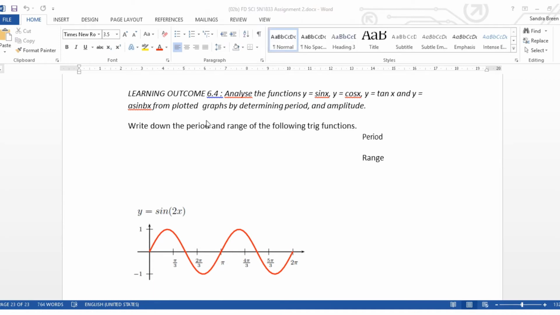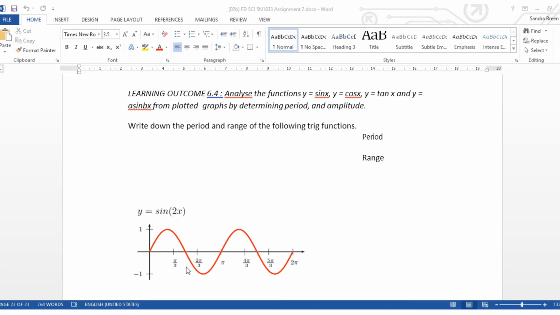Hi guys, tonight I'm going to take you through how to do this question on your trigonometry assignment. It's to analyse the functions y equal to sine x, y equal to cosine x, and determine the period and amplitude of the following graphs.